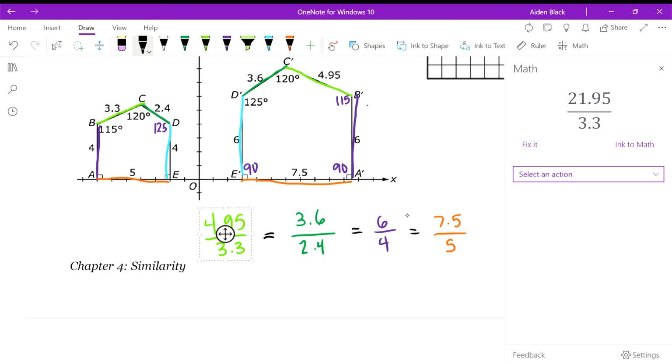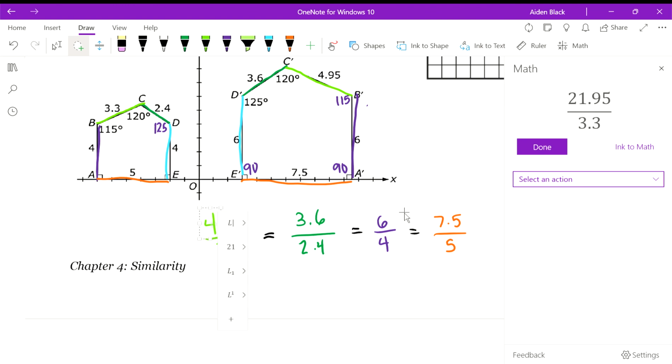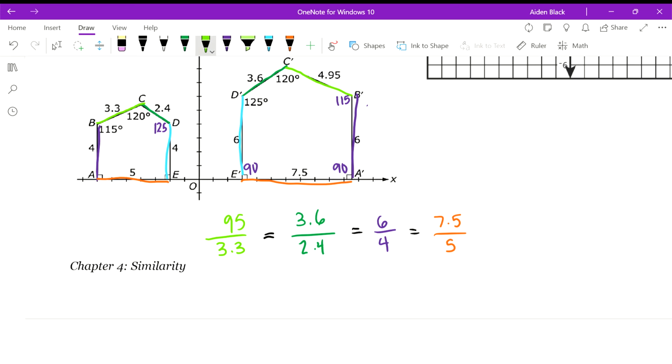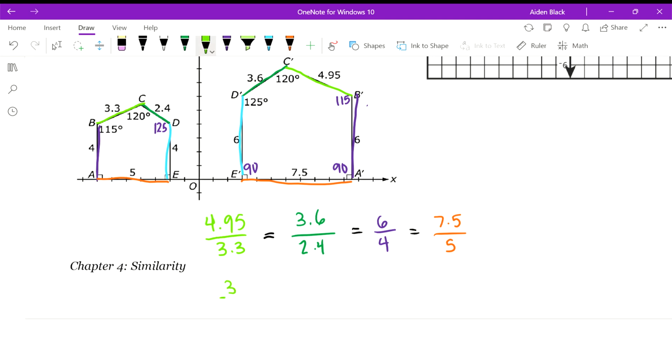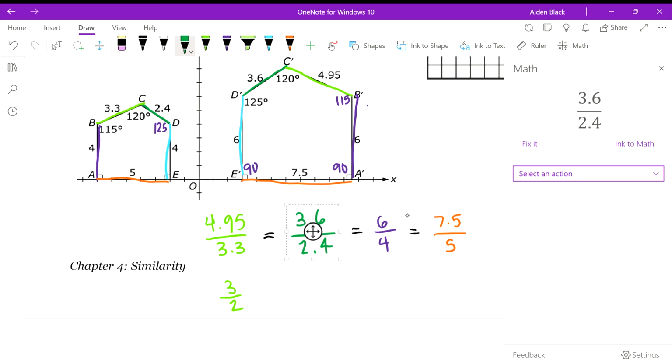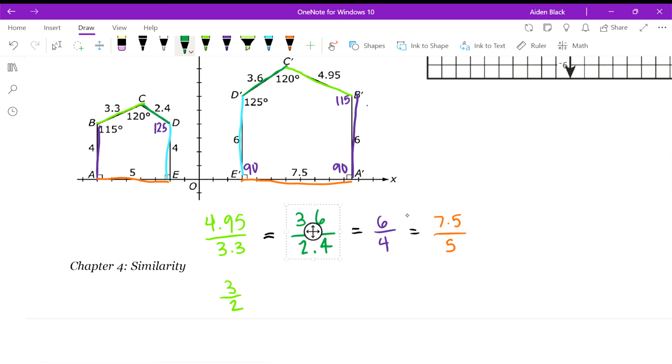We just need to check to make sure these are all equal. So if you plug that into your calculator, see if this will get it right. It's not reading it. 4.95 divided by 3.3. There we go. Get 1.5. So 3/2. 3.6 divided by 2.4. That should also be 3/2. Let's double check. Yep. This is 3/2. And then this should be 3/2.